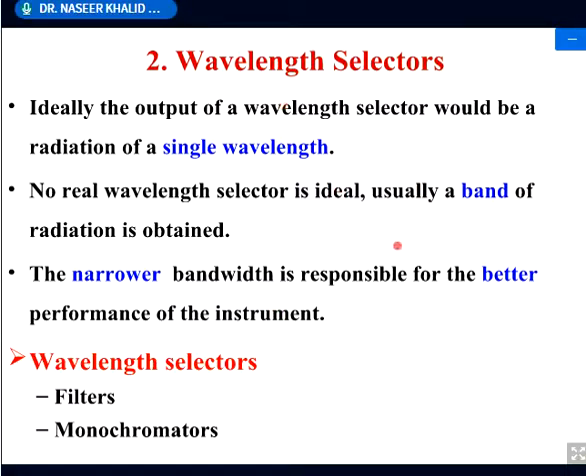Now, this is the wavelength selector. There are mainly two types of wavelength selector. Number one is the filter, number two is the monochromator. So, a few words about these two.